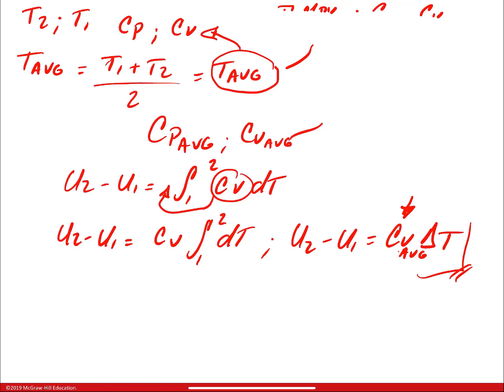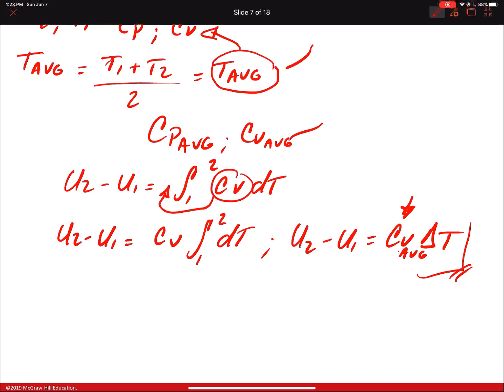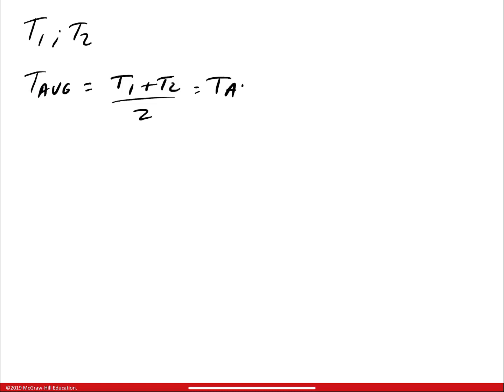Okay, so now how do I do the same thing for enthalpy? It's exactly the same thing. For enthalpy, it's pretty much the same case, but now, well, let me just start over. So we have T1 and T2. With this T1 and T2, I'm going to find a T average, which is equal to T1 plus T2 divided by 2. That will give me my T average. With this T average, I'm gonna get into the tables in the back and find CV.